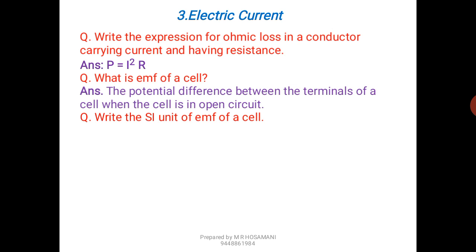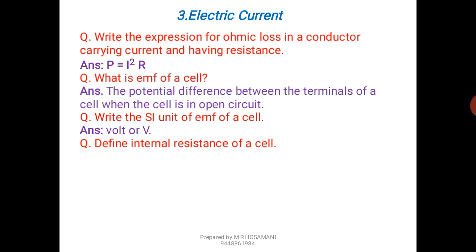Write the SI unit of EMF of a cell. It is volt, because we are measuring the potential difference between the positive and negative terminal of the cell when the cell is not in use or the circuit is open. It means we are not drawing any current from that cell. So the potential difference itself is the EMF, and the unit of potential difference is volt. Hence the unit of EMF, that is electromotive force, is volt.